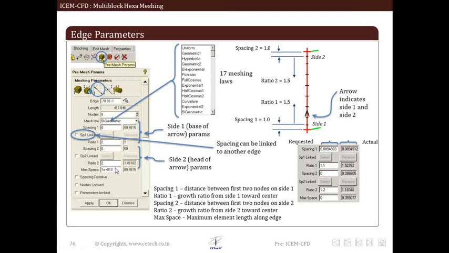The edge params icon expands to a window with all mesh size parameters. Once an edge has been selected, mesh parameters for that edge will be displayed. All parameter values may be modified except for edge ID and edge length, which are predefined. We can specify number of nodes along an edge. We can select different meshing laws by which node spacing is decided.